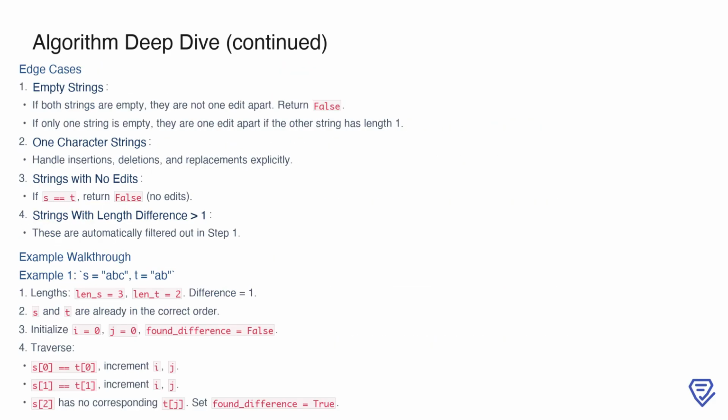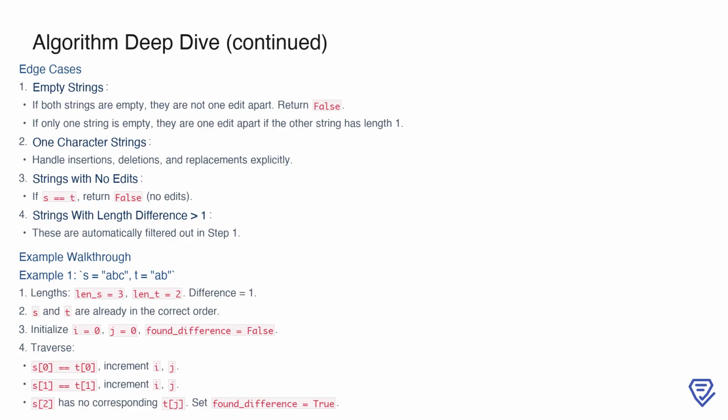When solving this problem, it's important to consider edge cases. For instance, if both strings are empty, they are not one edit apart, so we return false. If only one string is empty, they are one edit apart only if the other string has a length of 1. For single-character strings, we handle all possible edits explicitly: insertions, deletions, and replacements. If the strings are identical, meaning S equals T, no edits are needed, so we return false.